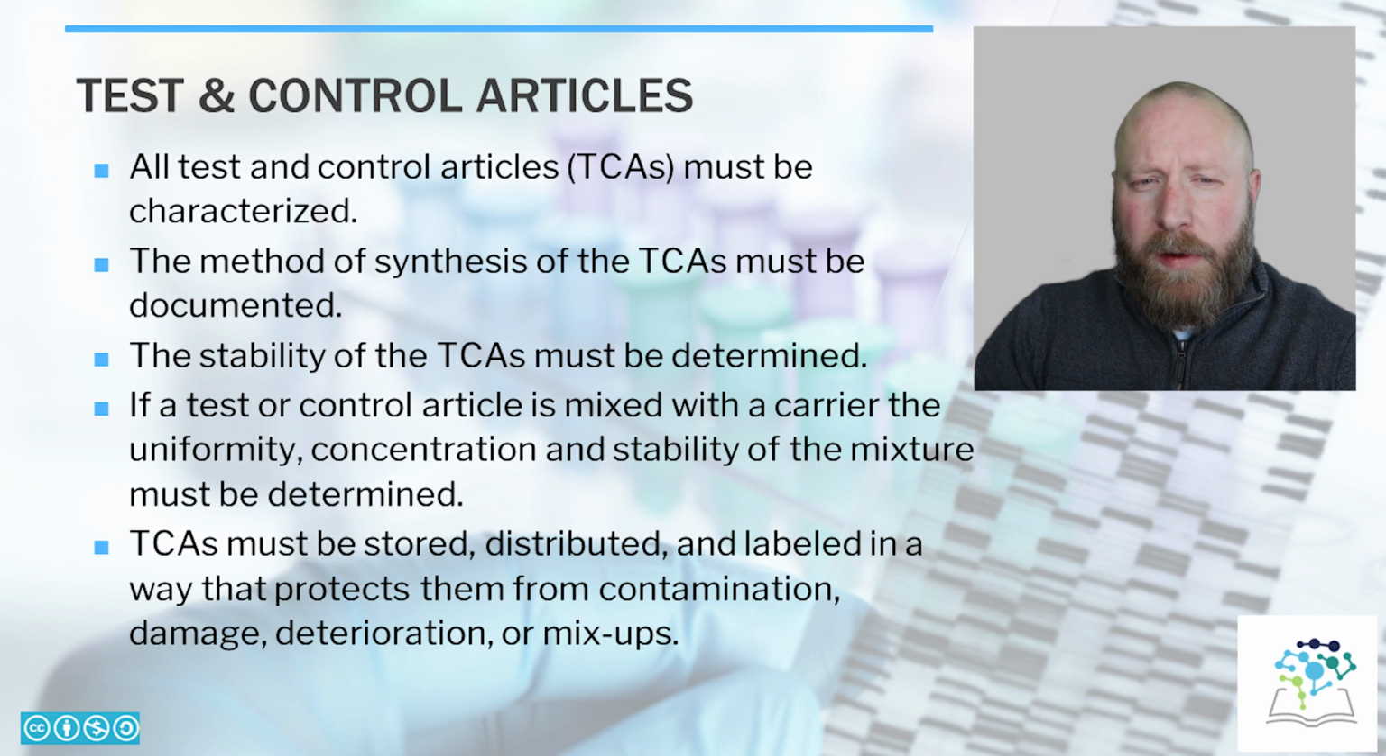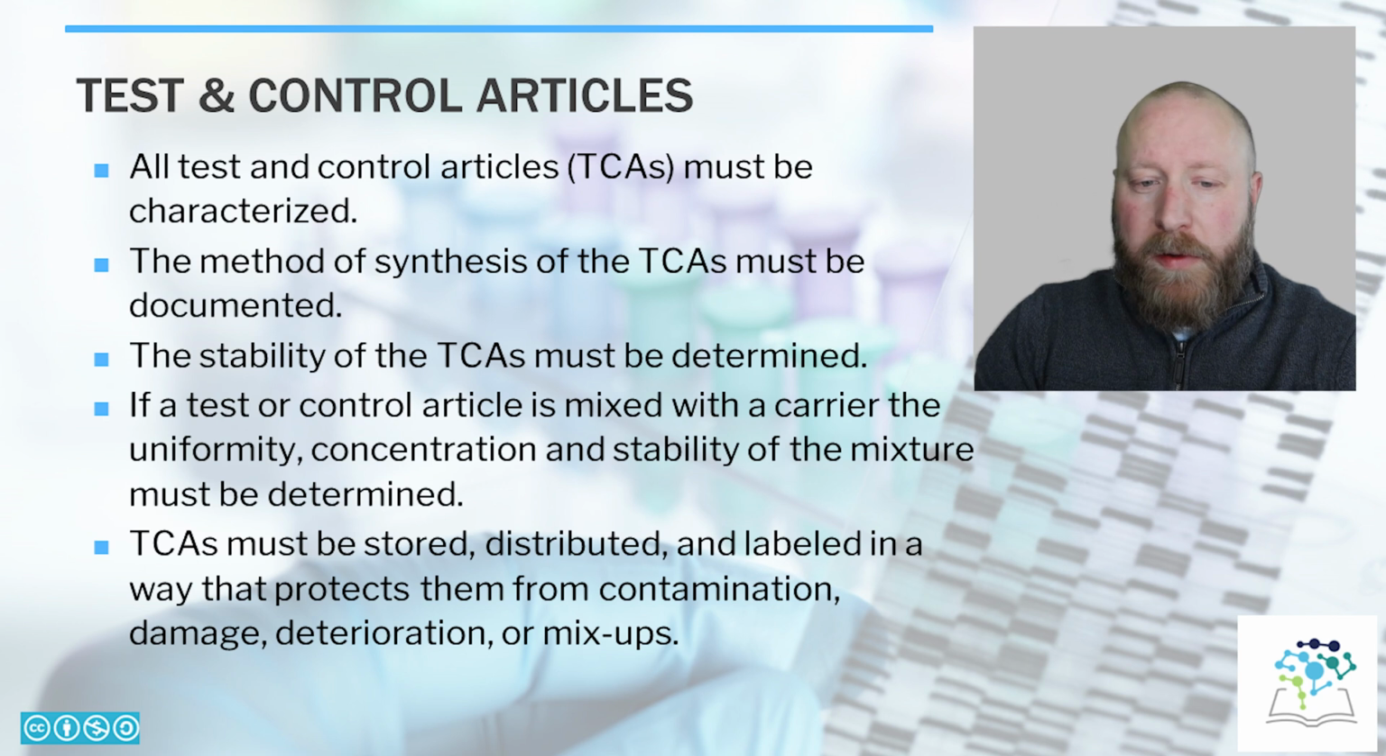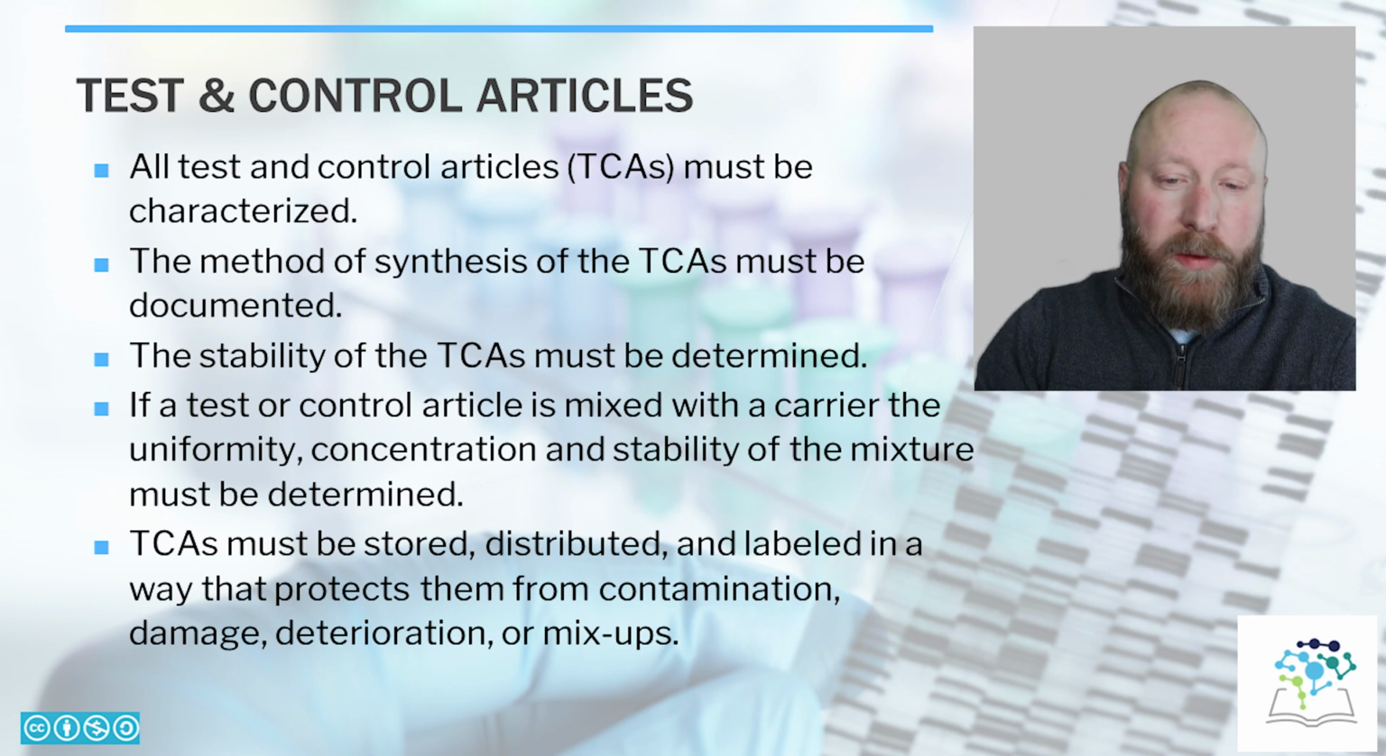The next section would be test and control article controls. The GLPs require that all test and control articles used in a GLP study must be thoroughly characterized and that these methods of synthesis or creation must be documented. In addition, the stability of the test and control article must be determined. All test and control articles must be appropriately labeled and traced from receipt to final disposition. That may be returned to the sponsor or destruction during final testing.